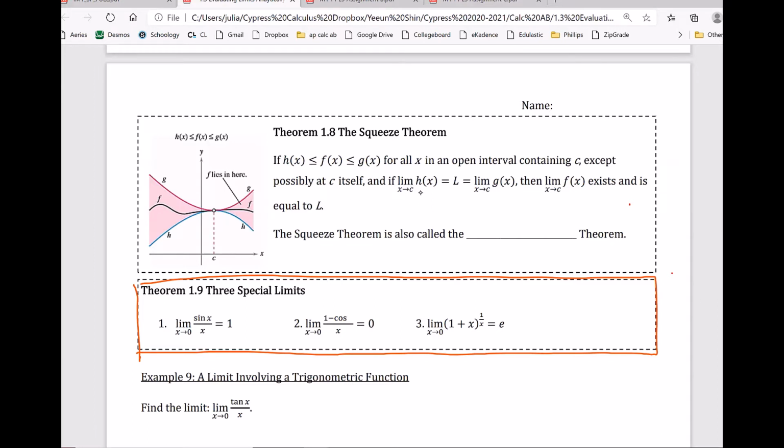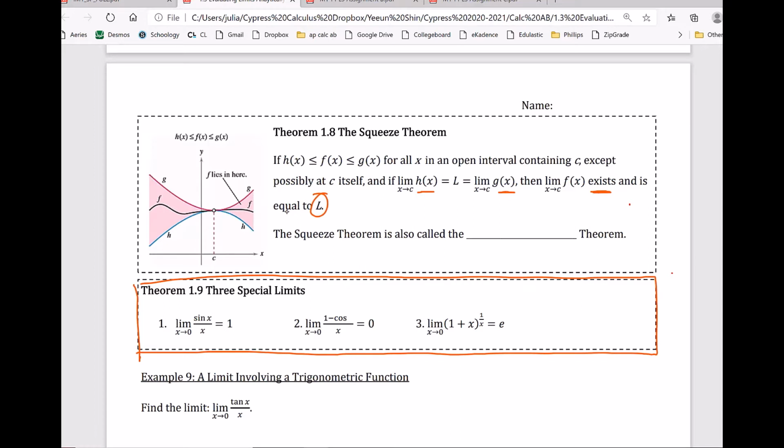If the limit of h of x as x approaches c is L, which is also equal to the limit of g of x as x approaches c, notice these are my lower and upper caps. As we take the limit as x approaches c, we find that their limits are identical. Then the limit of f of x as x approaches c not only exists, but we know that it's equal to L.